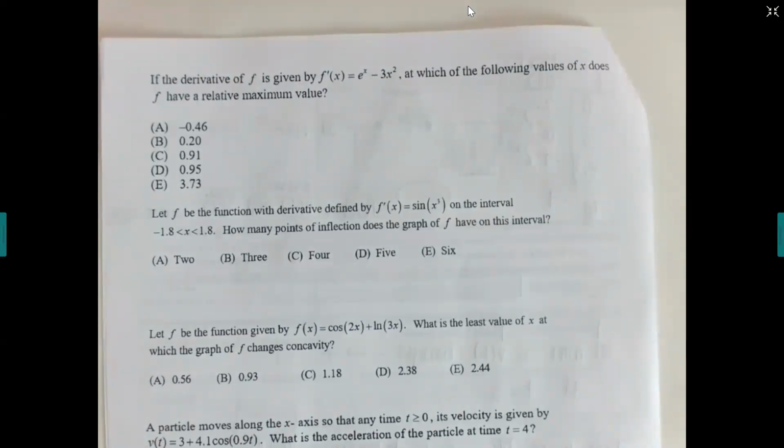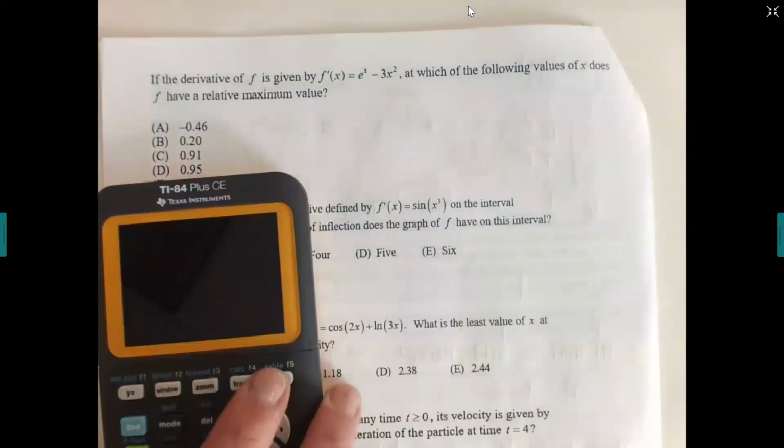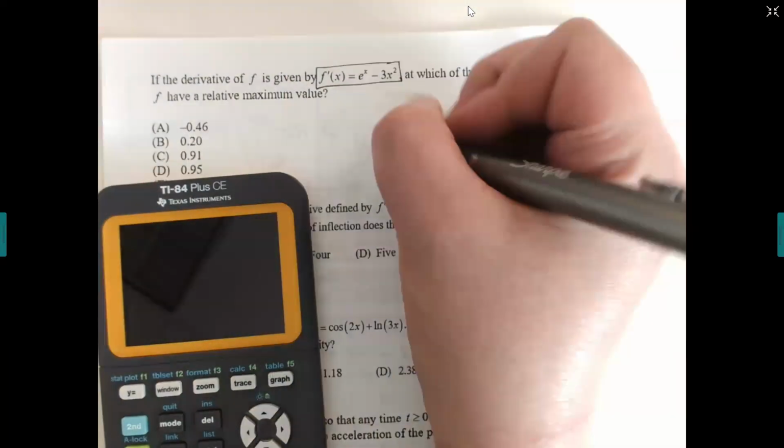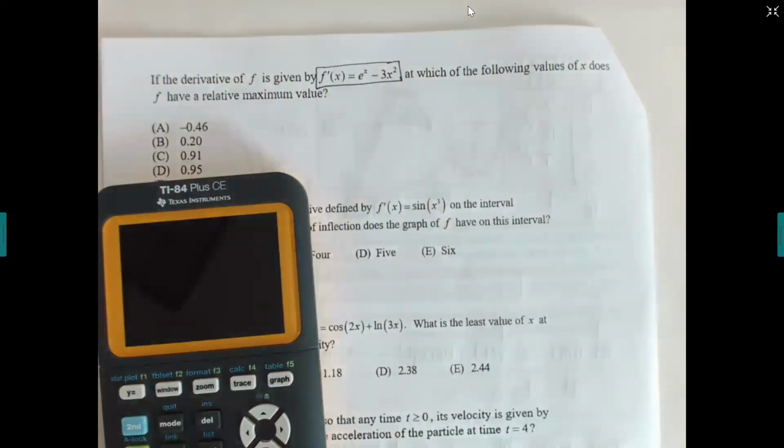So in your calculator, these are all calculator questions. You couldn't do them without. What would you need to do procedure-wise? Do I need to take the derivative myself? No, they already gave me that. Then what do I need to do? Look at the graph. That's exactly right.